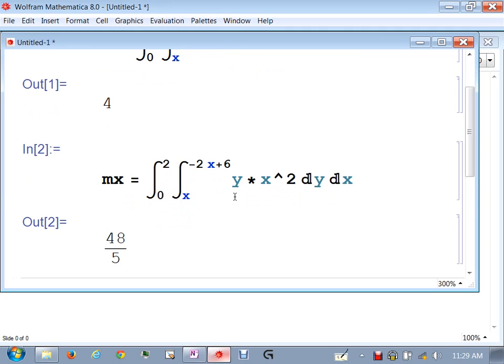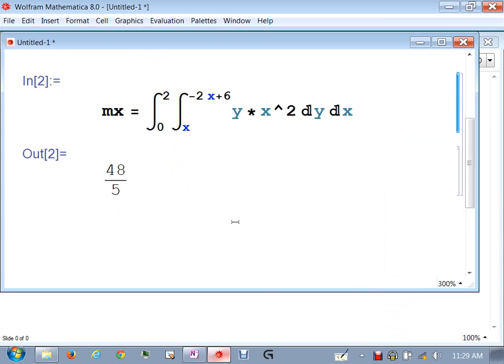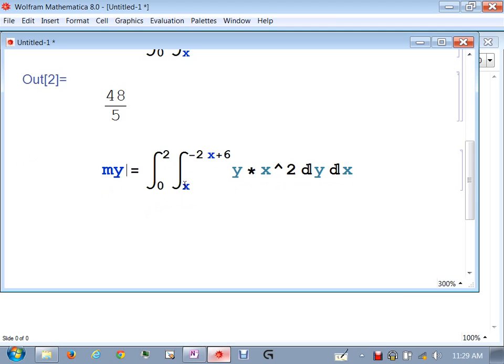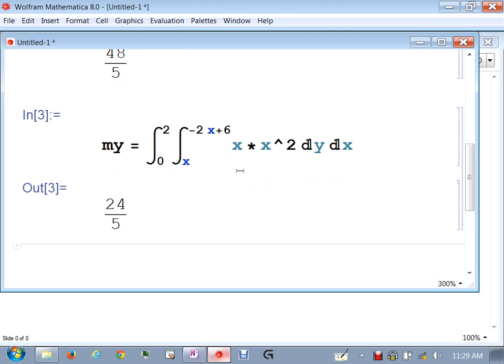That gives 48/5. And then if I copy this again, y'all realize the tedious part of this you would have to do on your own, right? Paste. And then my integrand would be x here. That gives 24/5.